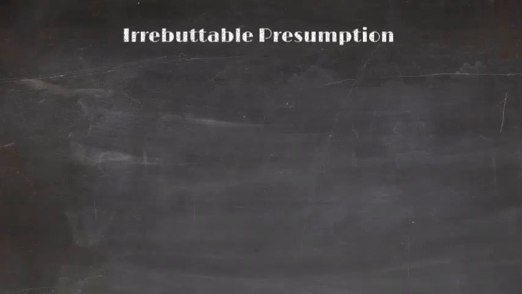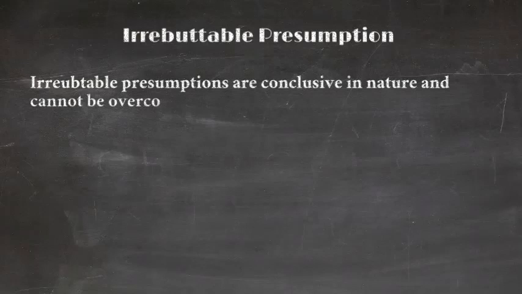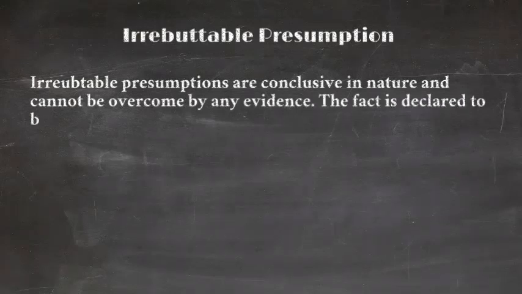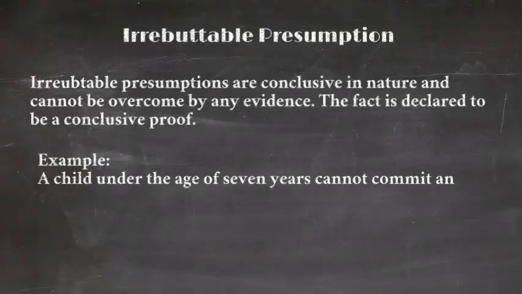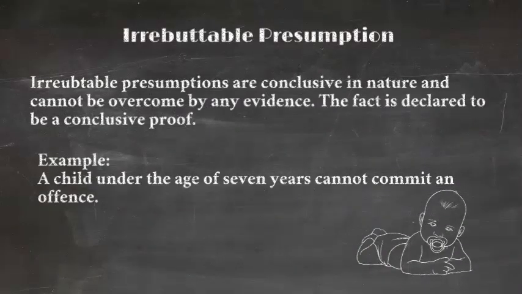Let us now understand irrebuttable presumption. Irrebuttable presumptions are conclusive or permanent in nature and cannot be overcome by any evidence. The fact is declared to be conclusive proof. Let us take the example that a child under the age of 7 years cannot commit an offense. It is an irrebuttable presumption, as even if a person gets proof to show that the child did actually commit the offense, the court would disregard such evidence.